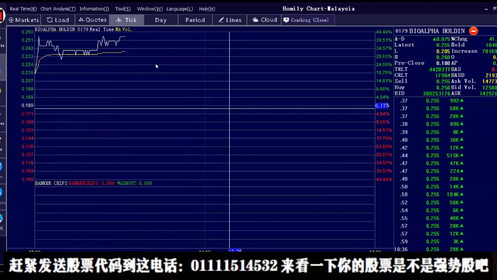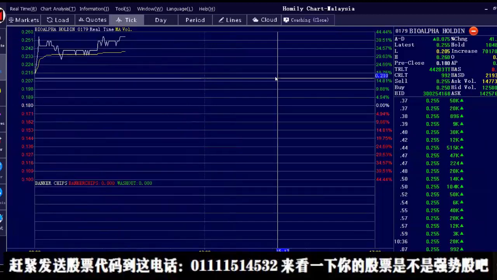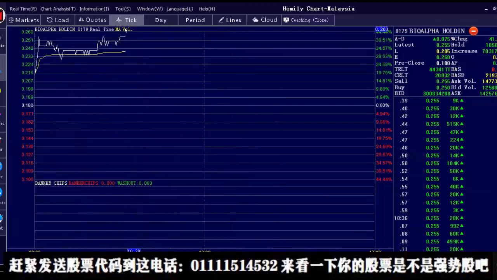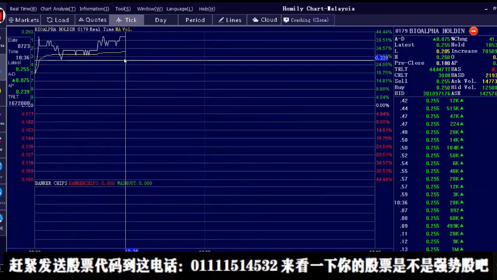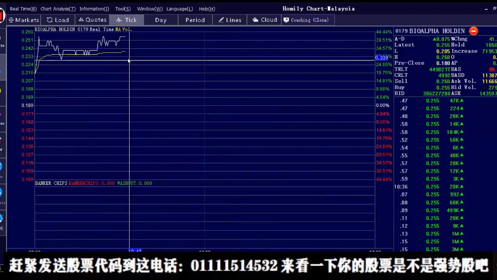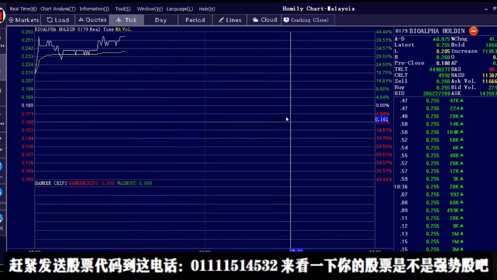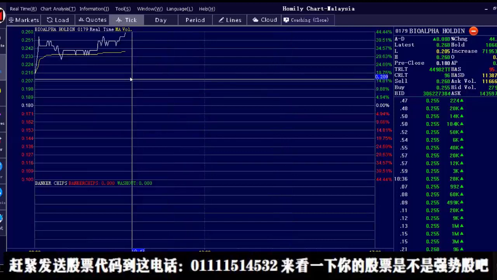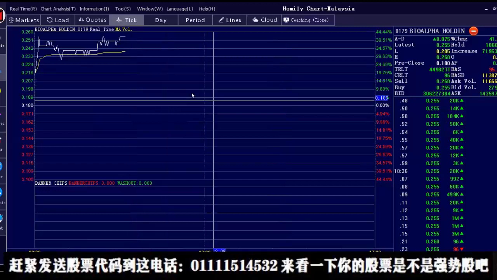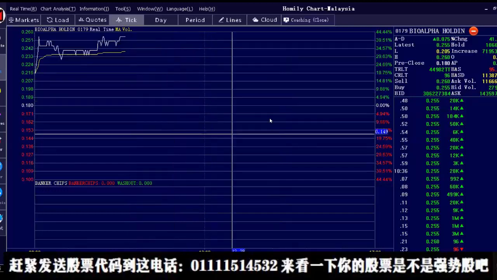This one is simple, you are familiar with the moving average. On the tick chart, we also have the moving average line. This one is very important for us to trade. You can use it as a standard to buy or to sell. Later, I will show you how to focus and how to make a decision to buy or to sell.